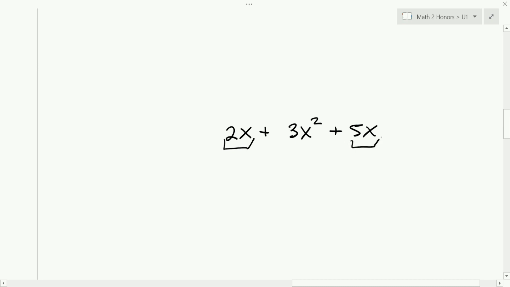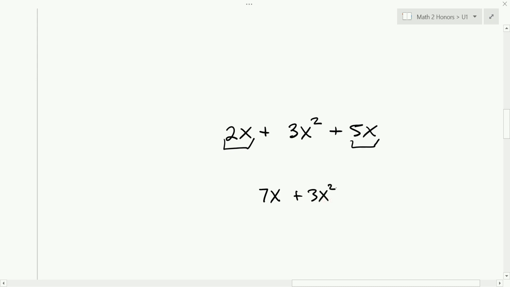Can I add it with this? Why not? Because you got a different, it's x squared. It's still the same variable, but it's x squared, so it's not a like term, is kind of maybe how you learned that before, right? So you'd say 2x plus 5x equals 7x plus 3x squared.